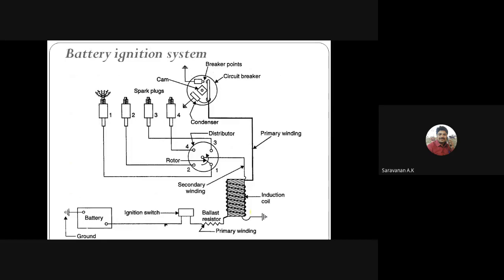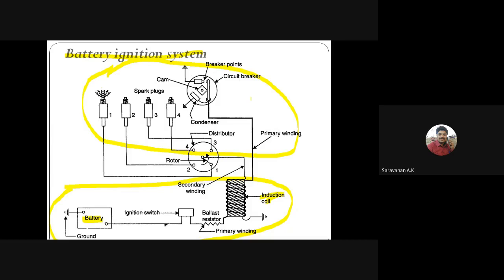We have seen what components are there in the ignition system, not only in a battery ignition system but in the general ignition system. Whether it is a battery ignition system or a magneto ignition system, the battery and ignition coil are the only changing parts. This is the different part, and the remaining upper parts are common.